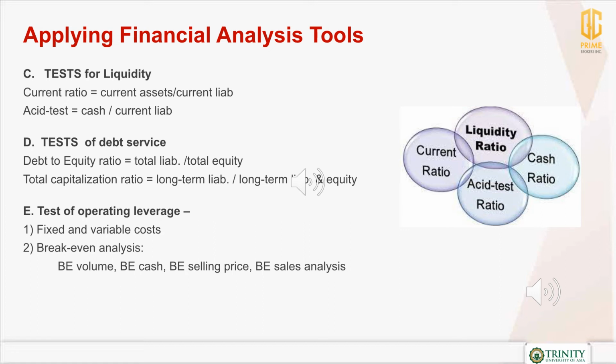We could also compute for the following. Tests for liquidity. We could compute for the current ratio, which is equal to the current assets over current liabilities, or look for the asset test ratio, which is equal to the cash divided by current liabilities. We could also conduct tests of debt service. We could compute for the debt to equity ratio, which is equal to the total liabilities divided by the total equity. And we could also look at the total capitalization ratio, which is equal to the long-term liabilities divided by the long-term liabilities and equity.